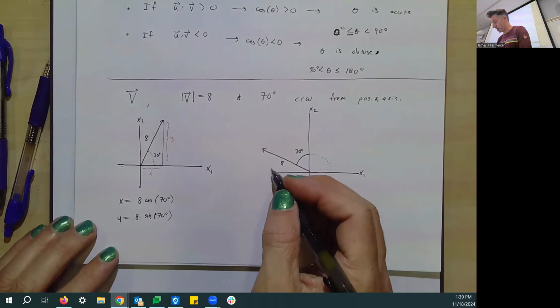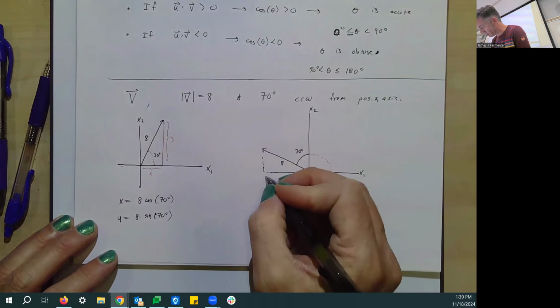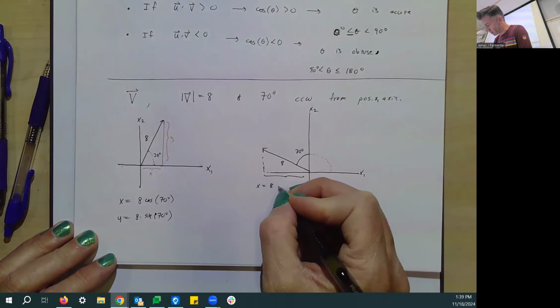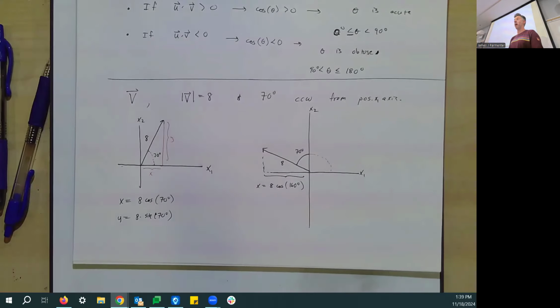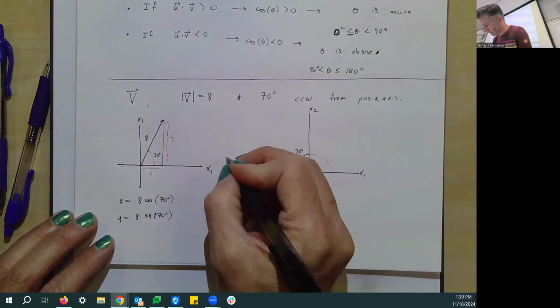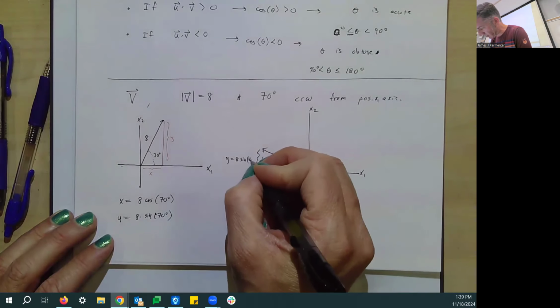So I would think of this having an x coordinate, which is going to be 8 times cosine of 160 degrees, which will be negative, as it should be because it's gone to the left. And the y coordinate should still be positive. The y is going to be 8 times sine of 160 degrees.